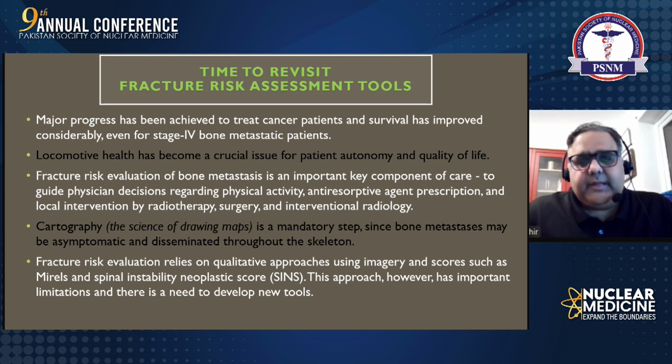There are various modalities to look at, as we just saw. Cartography is the science of drawing maps. What we get from a bone scan or a whole body FDG PET-CT scan is just to identify where the lesions are. So that's one thing, where we have molecular imaging tools, SPECT as well as PET tracers. And the other thing is to assess fracture risk.